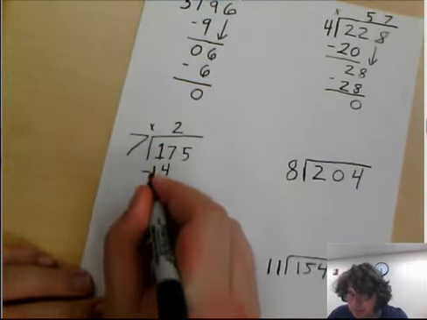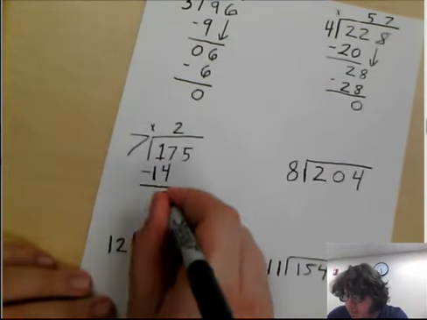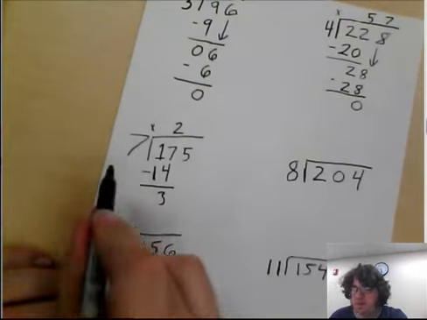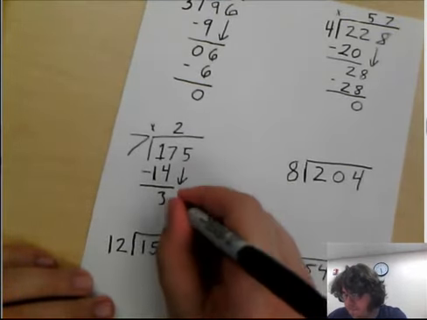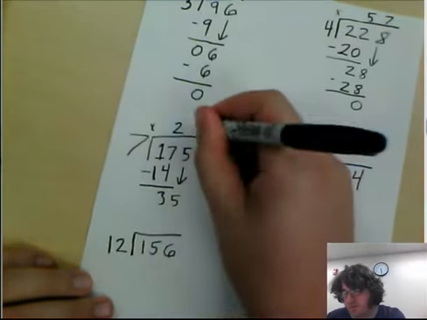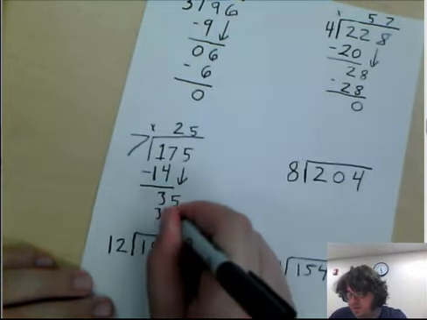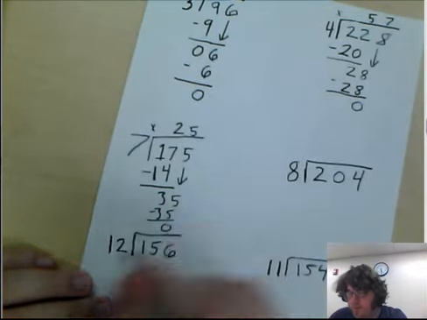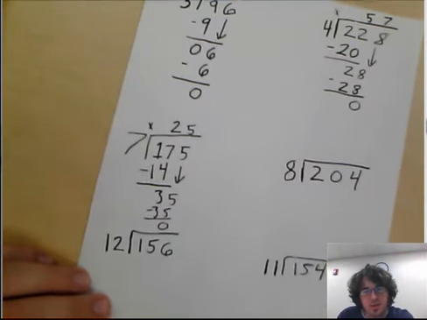My next step is to subtract. So 17 minus 14 leaves me with a 3. 7 can't go into 3, so I got to bring down that 5. 7 goes into 35. Well, 5 times. So 5 times 7 is 35. And there's my answer. I wrote this a little too close.